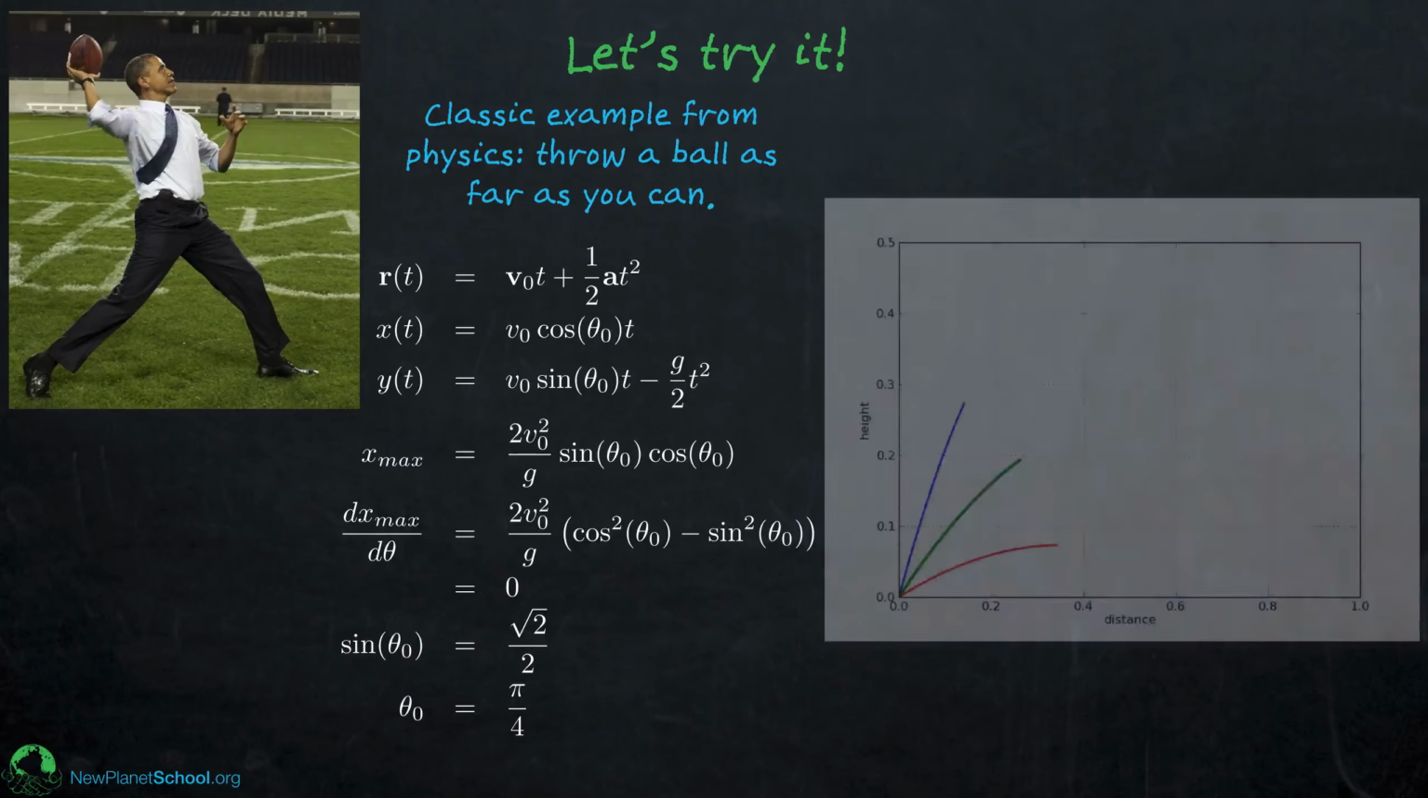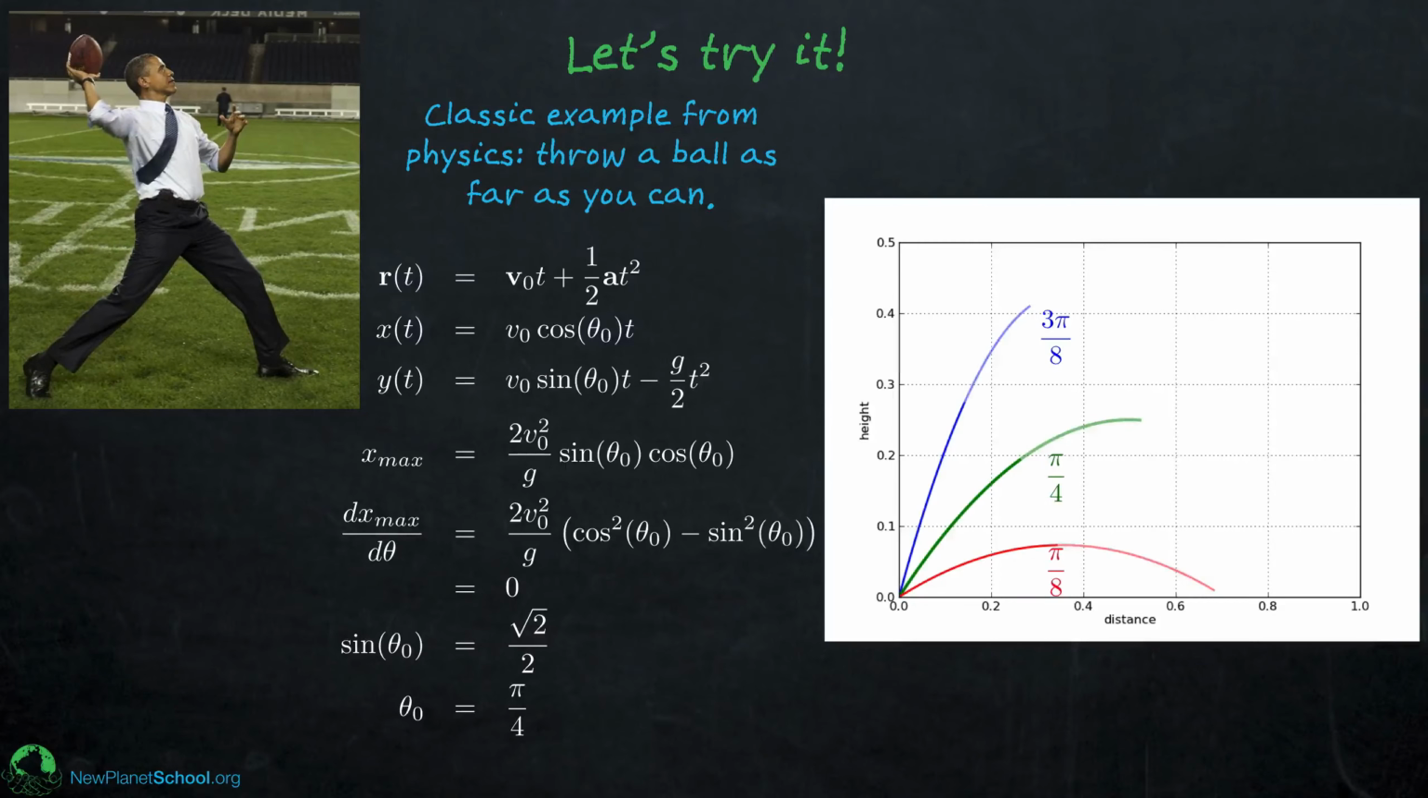Let's get a picture to see how that comes about. And there you can see, if you throw it at an angle of pi over 4, it goes the maximum distance. Throwing it too high or too shallow, it will always go less far. And there we've solved the problem for our president.